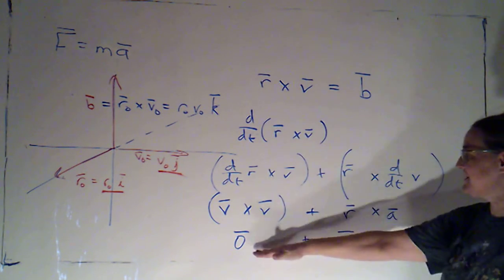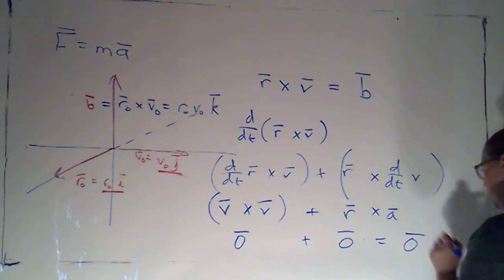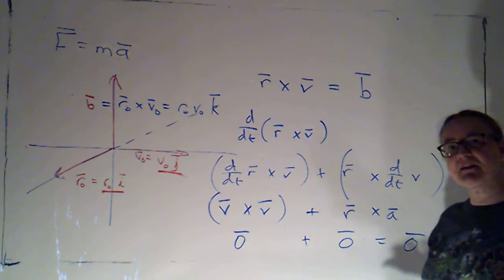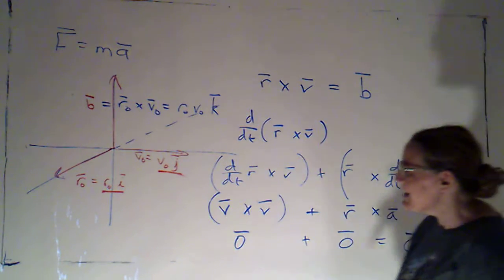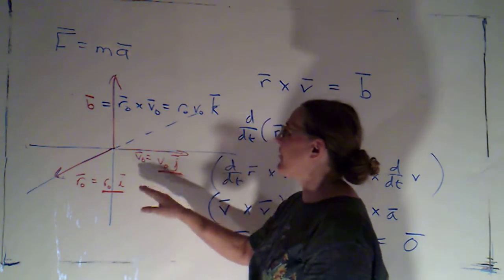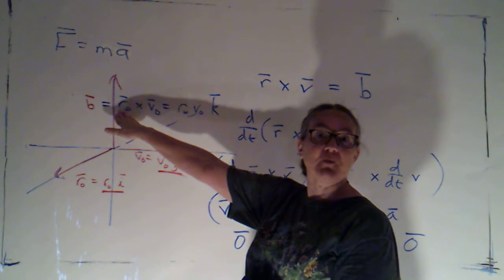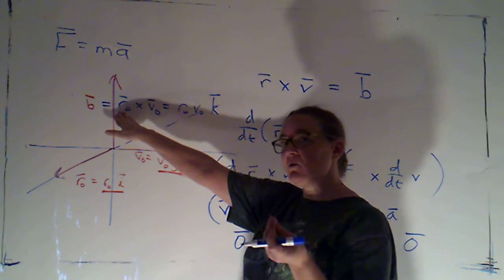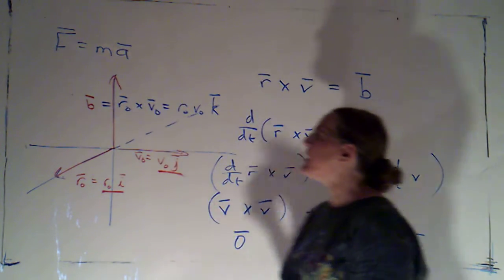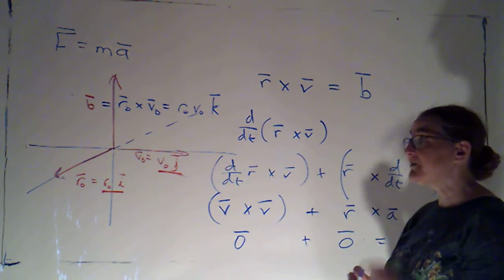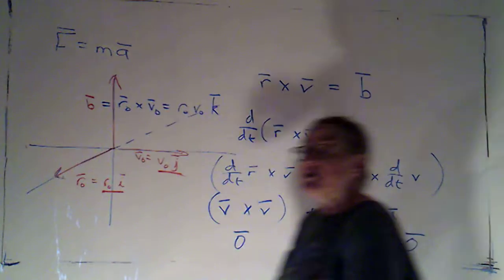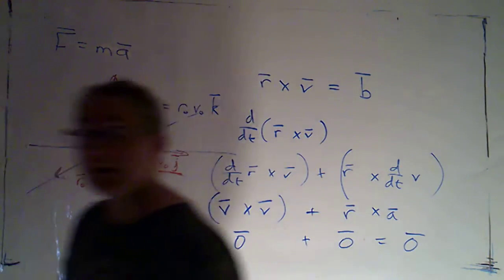So the derivative is 0 plus 0, which is 0. If the derivative is 0, we know we have a constant. But we know what that constant is because we know what it was at time 0. At time 0, it was this lovely vector b. So b is what we always get, and that tells us that we are going to be working in a plane. That's fairly nice. So I know I'm working in the xy plane.